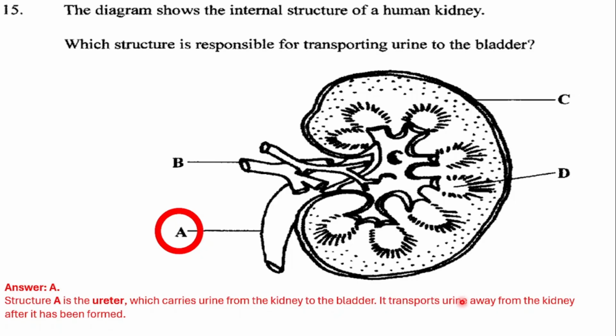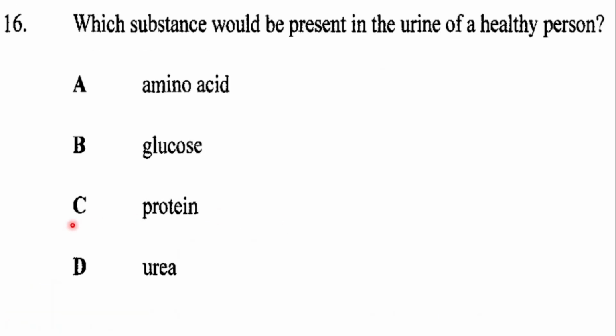It transports urine away from the kidney after it has been formed. So the correct answer is definitely going to be A, the ureter. Let's move on to question number 16, and it says, which substance would be present in the urine of a healthy person? Is it A, amino acid, B, glucose, C, protein, or D, urea?